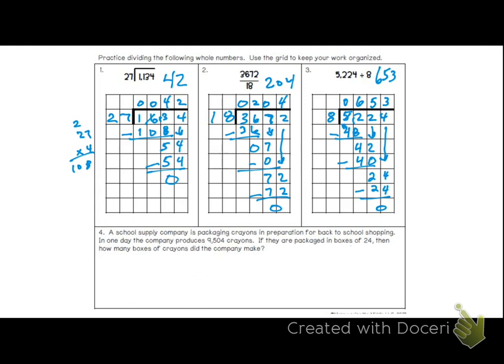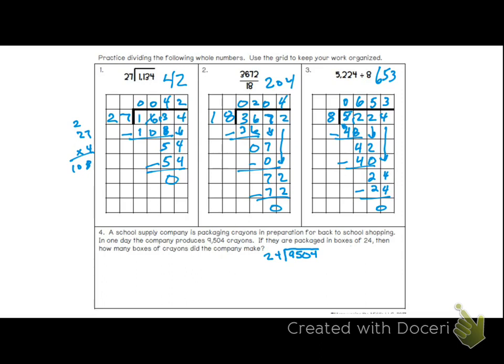All right, moving to the last problem. A school supply company is packaging crayons in preparation for back-to-school shopping. In one day, the company produces 9,504 crayons. If they are packaged in boxes of 24, then how many boxes of crayons did the company make? Well, I know that I have 9,504 crayons, and we're going to divide those up into boxes of 24.